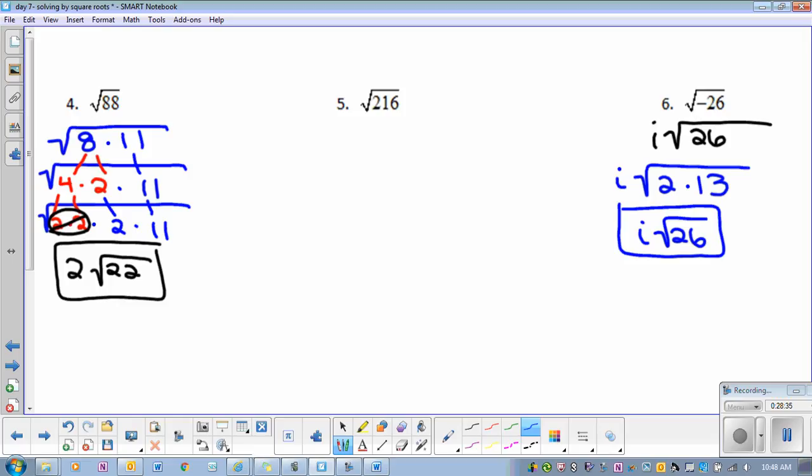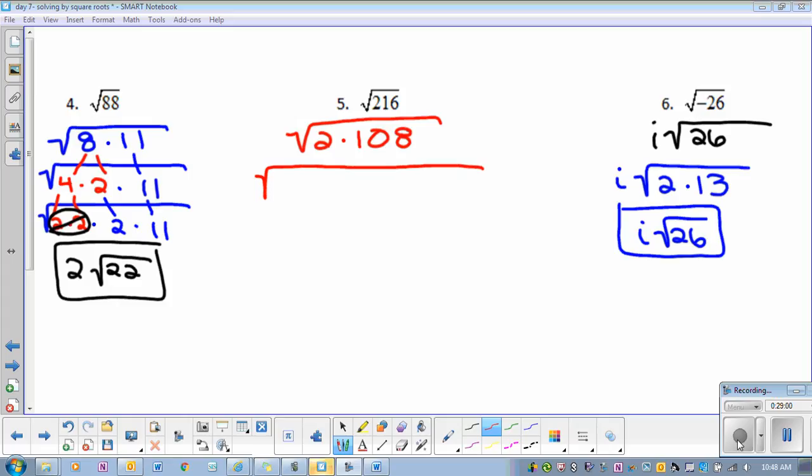Alright, so number 5. Did you guys see number 5 too? Yeah, try it. Try number 5. I'll put up my work. If you use bigger numbers because 216 is such a big number, that's fine. Or you can use the smaller numbers. So you could say 2 times 108. Right? Okay, that's fine. And let's keep going with this.